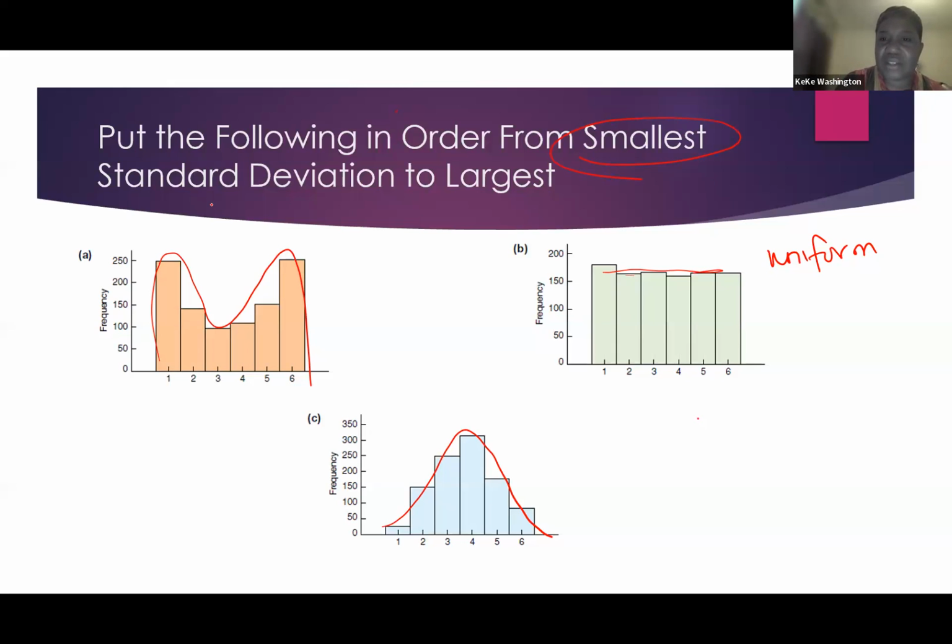I don't know why this is writing in red when I selected blue. So let's try that again. Still in red. One second.